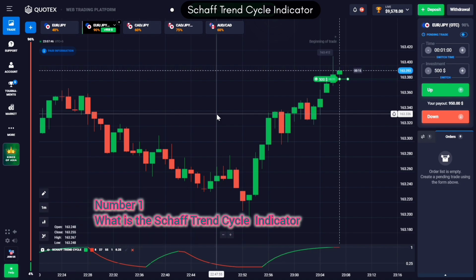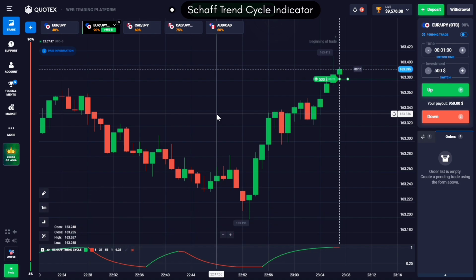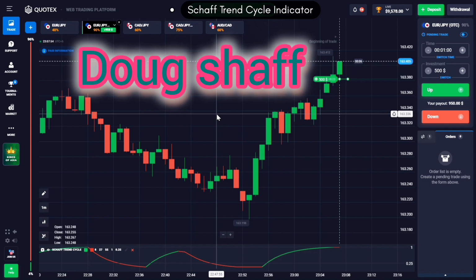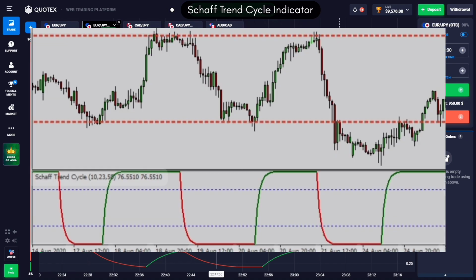Number 1. What is the Schaff Trend Cycle Indicator? The Schaff Trend Cycle Indicator is a technical analysis tool developed by Schaff. It's designed to measure the strength of a trend and identify potential reversals. The indicator uses a combination of moving averages and cycle analysis to provide a comprehensive view of market trends.